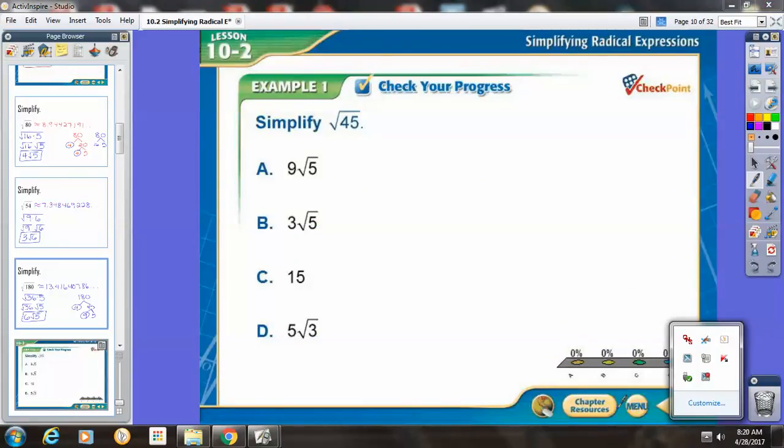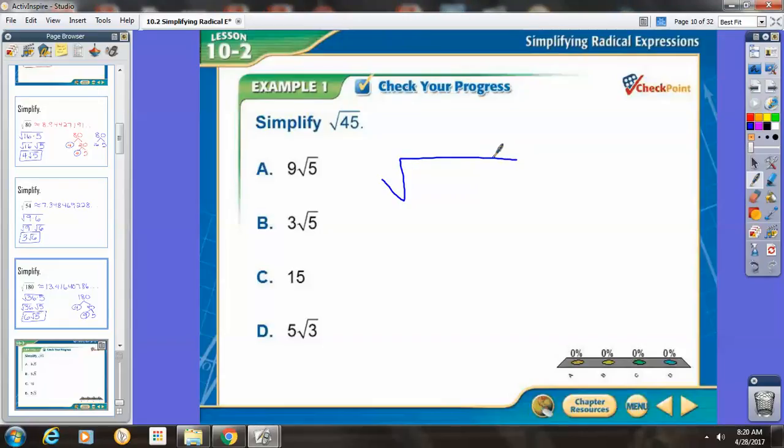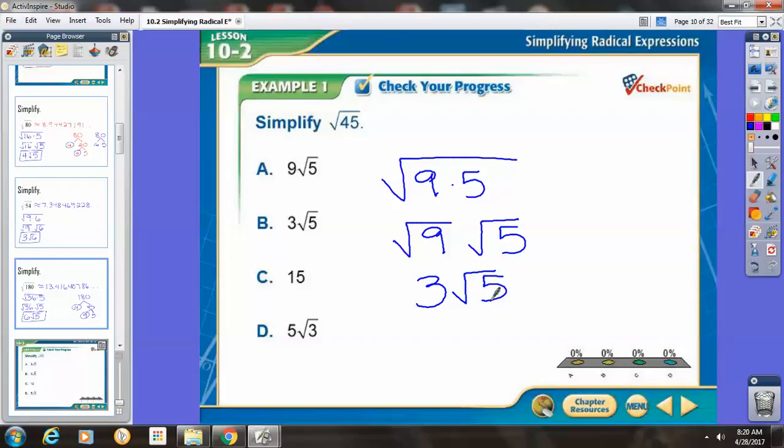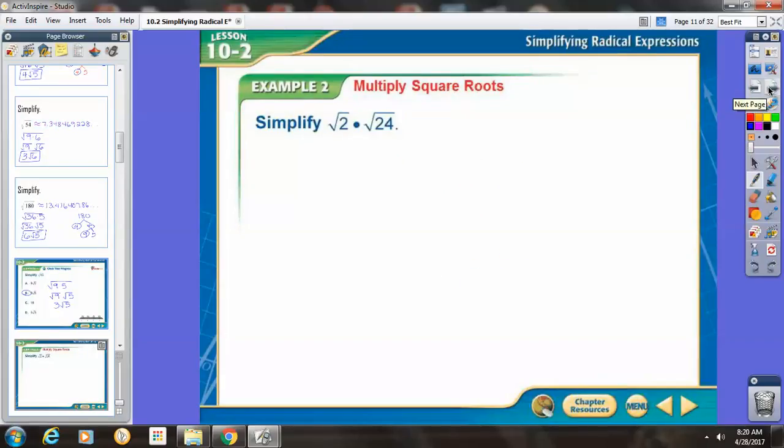What number goes into 45 that's a perfect square? 3 goes into 9, or 45. 9 and 5. 9's a perfect square, so we're going to use 9 times 5. Square root of 9 times the square root of 5. What's the square root of 9? 3, so we have 3 radical 5. How many of you said letter B is your answer? Good job. B is right.